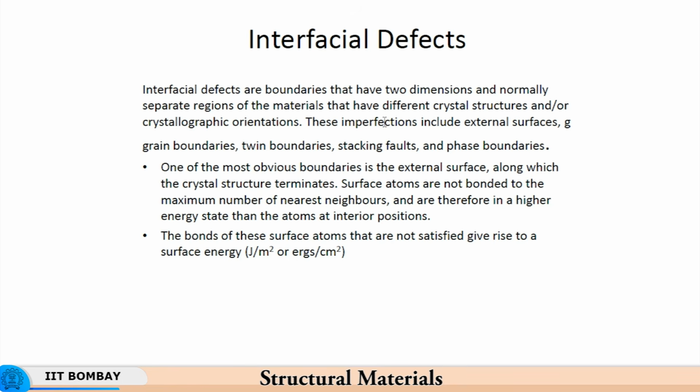So now, interfacial defects are boundaries that have two dimensions because they are surfaces. The grain boundary essentially covers the entire surface of the grain, and that's why it's a two-dimensional defect. They normally separate regions of materials that have different crystal structures or crystallographic orientations. When we define phases, we define a phase as a region of material having a homogeneous crystal structure.